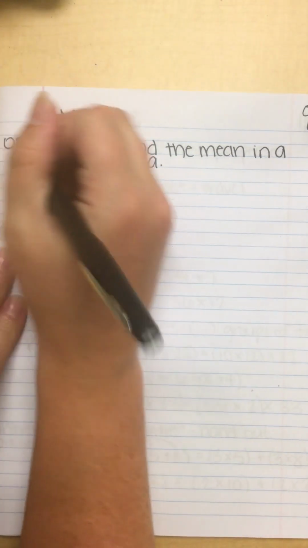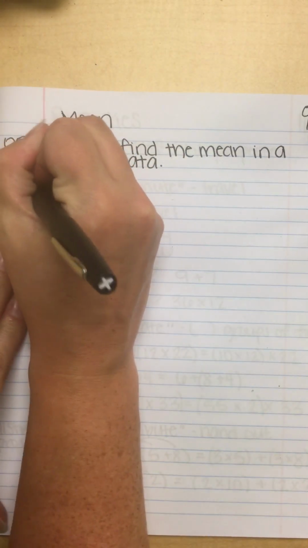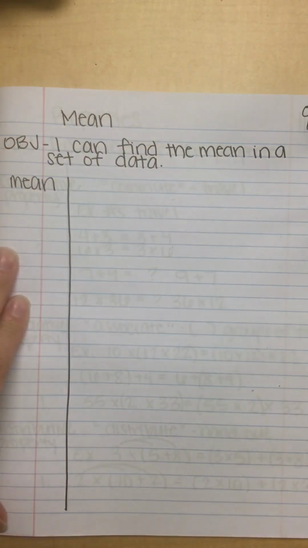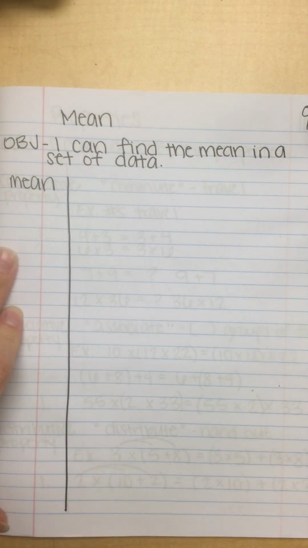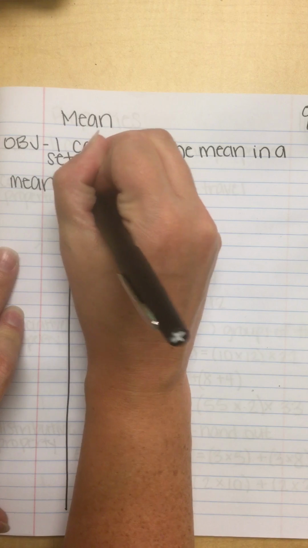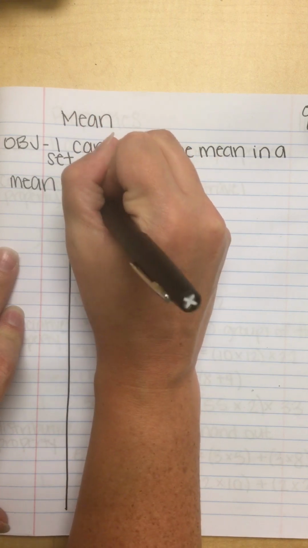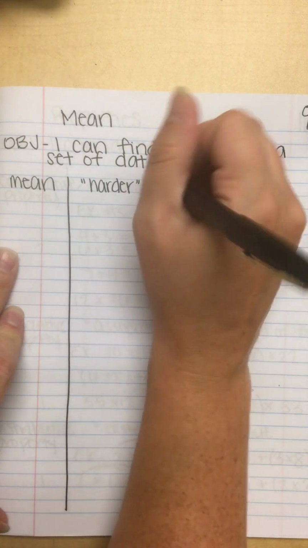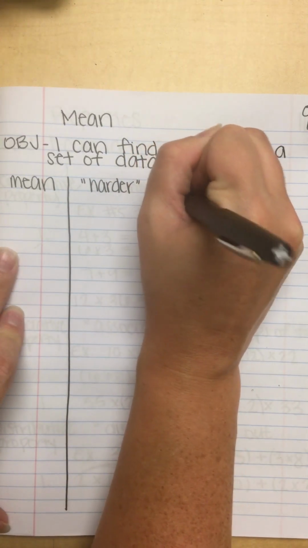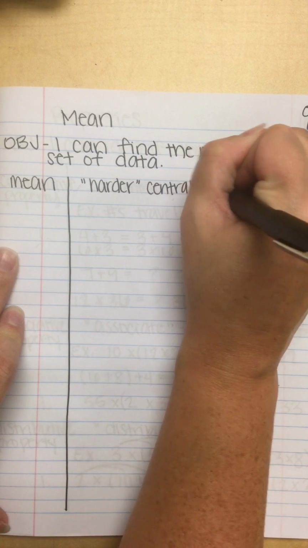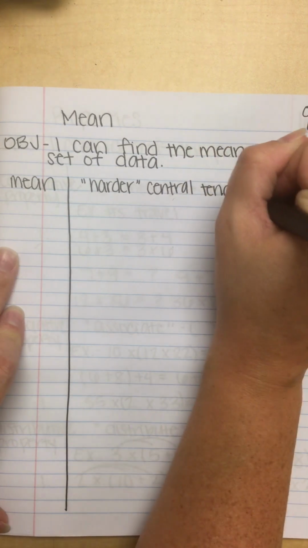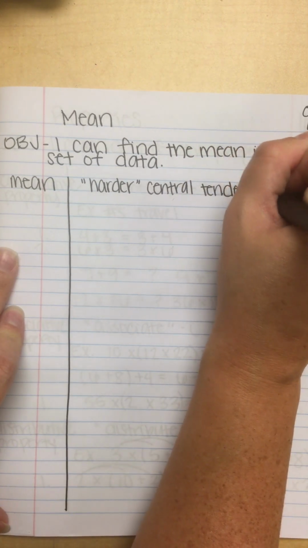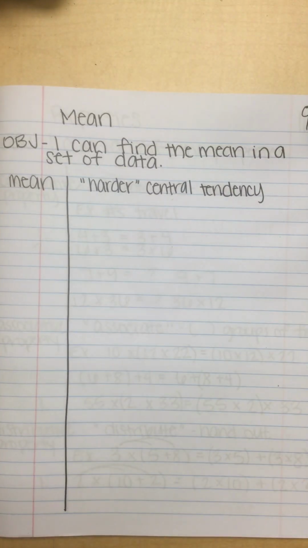I'm going to put the word on the left-hand side, mean. And I always just tell my kids, this is the harder central tendency. It may not be hard for you. It may be challenging, but it definitely does have more steps than the other ones do.